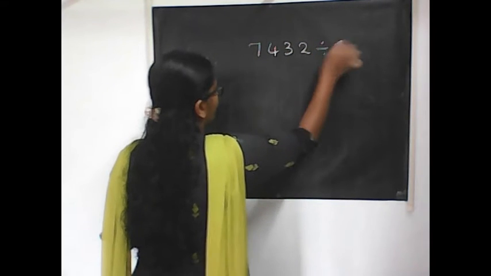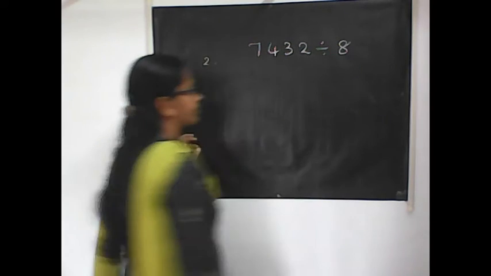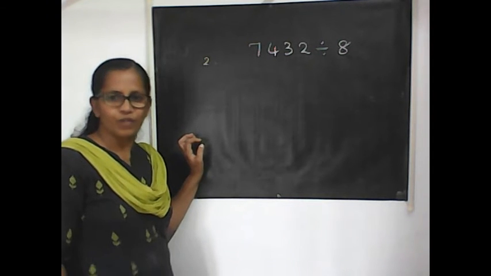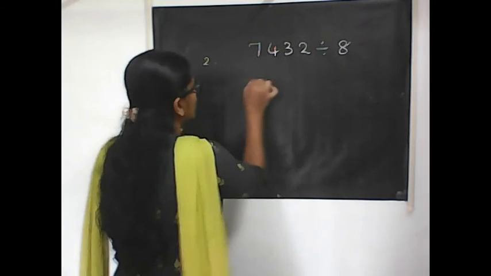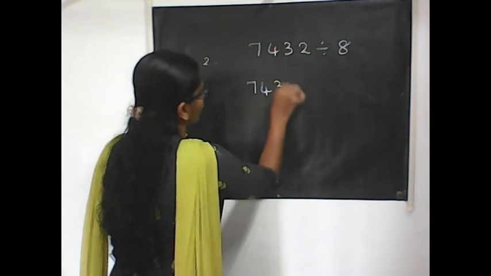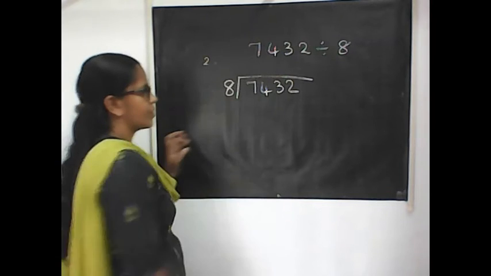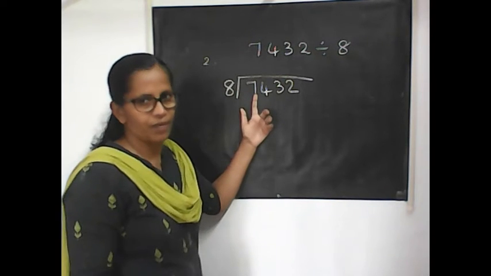7,032 divided by 8. Okay. Now let us see this one. How will it be possible? Write in the division format, 8.